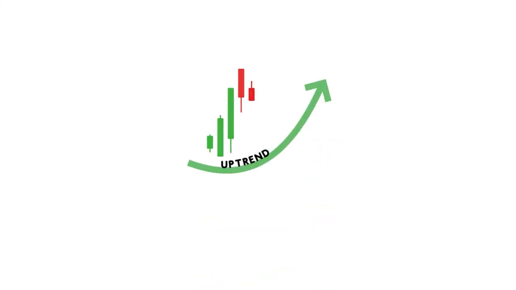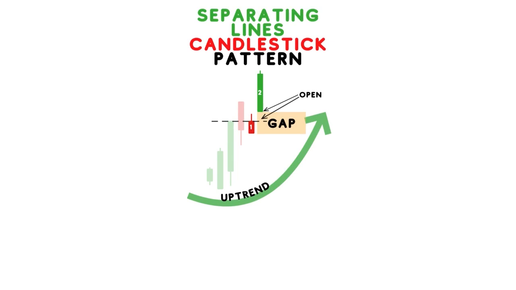In an uptrend, you will first see a bearish candle, followed by a bullish candle. This second candle will gap up, opening above the body of the previous candle or right at its open. The second candle must close higher than it opened. This is the separating lines candlestick pattern.